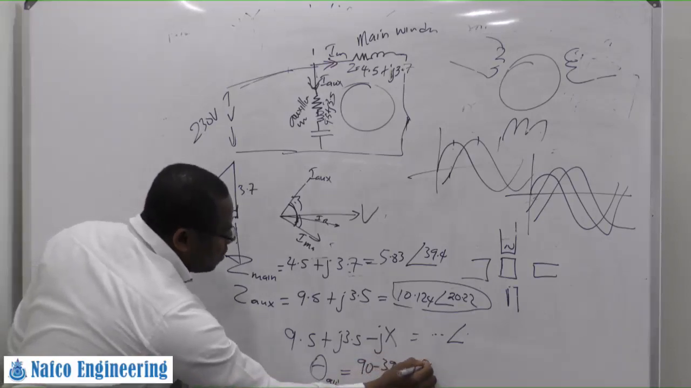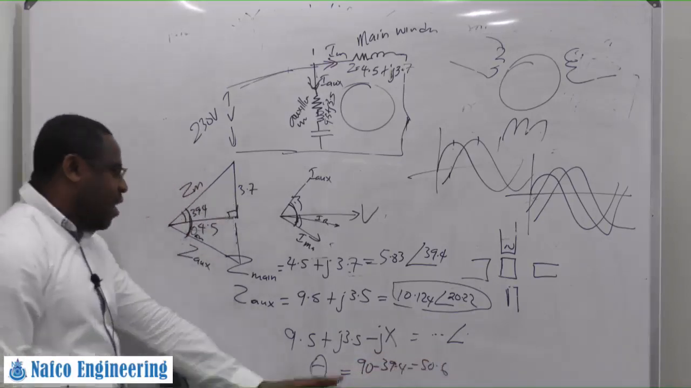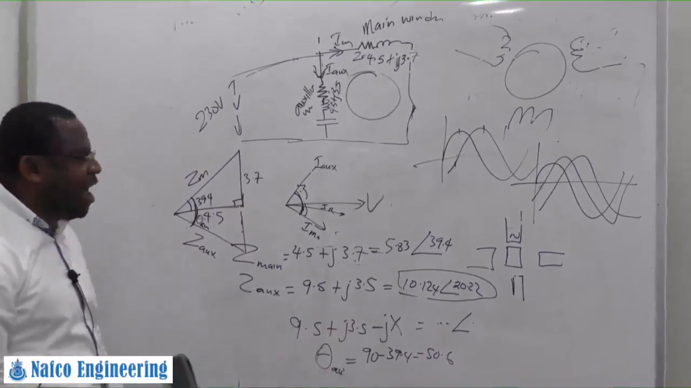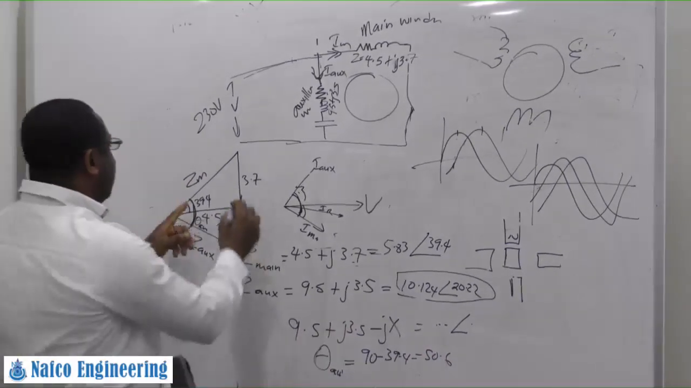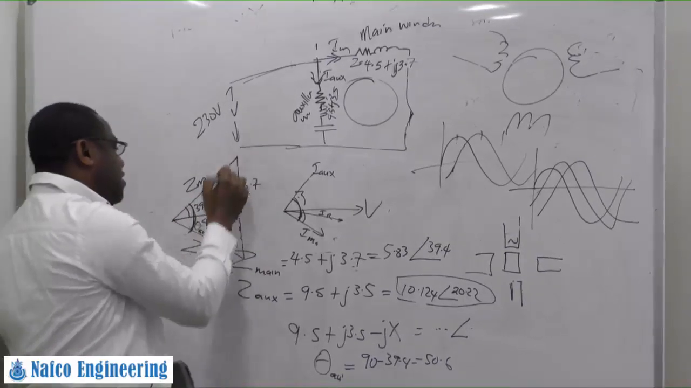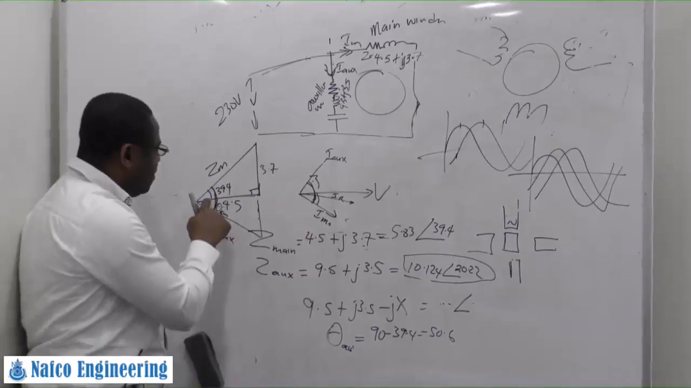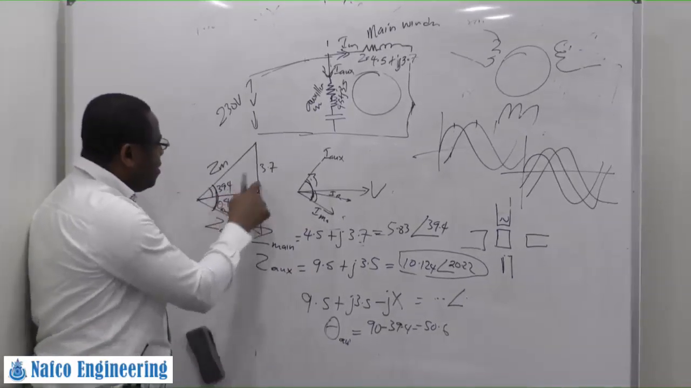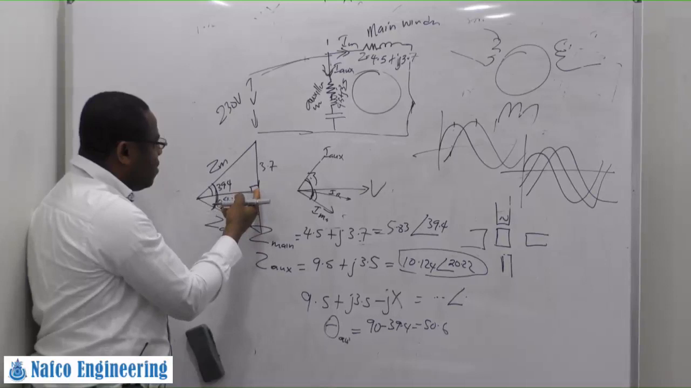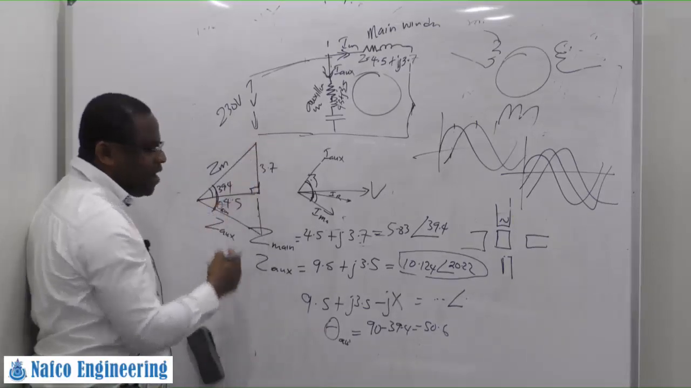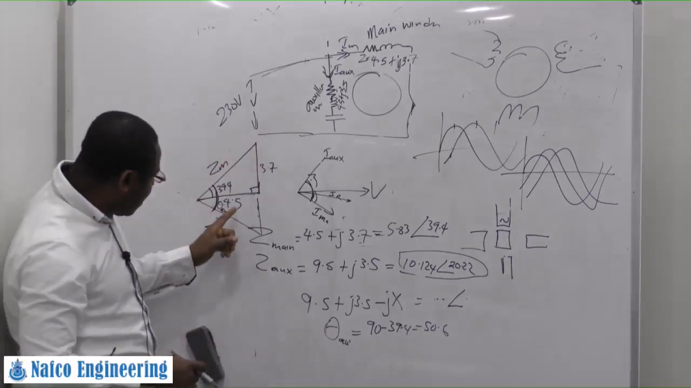39.4. You say it's 50.6. Yes, so that is what I want. I want this angle. And how do we get the angle? If you check here, how do we get this angle? We said you can use tangent, cosine, or whatever. Tan theta is opposite over adjacent, right? Yes. The same I can do for that.